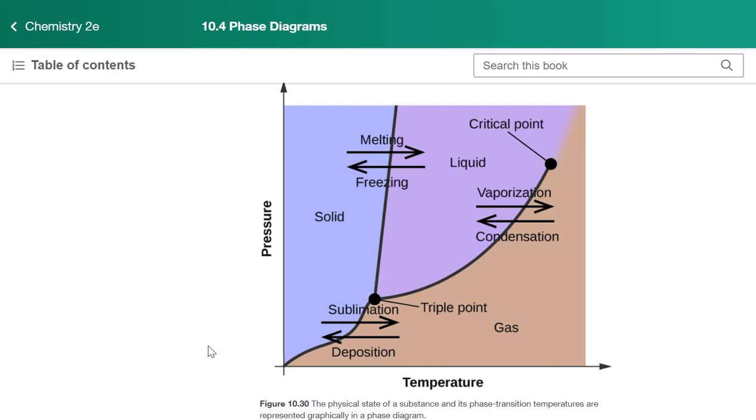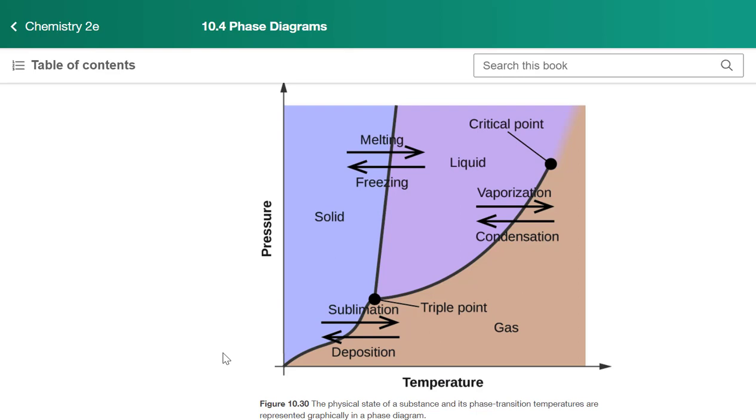You want to be able to recognize this diagram, with pressure on the y-axis and temperature on the x-axis, and which physical state is in which part of the phase diagram. Maybe you're not provided solid, liquid, gas, and you would want to be able to figure out what those would be. And then for each of these lines, which phase changes are represented, and how a phase change occurs by crossing those lines.